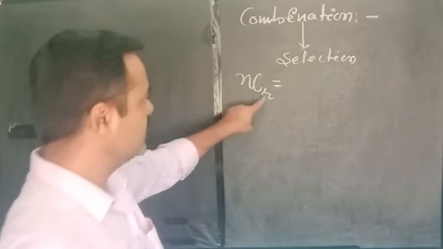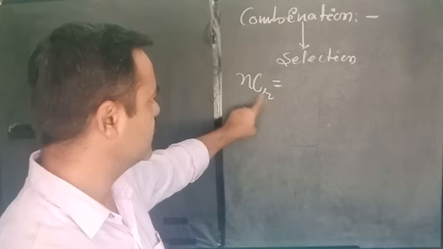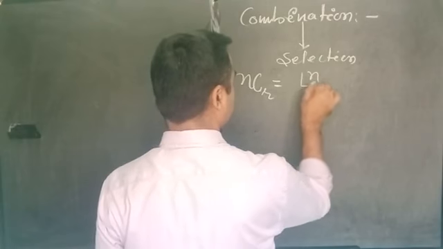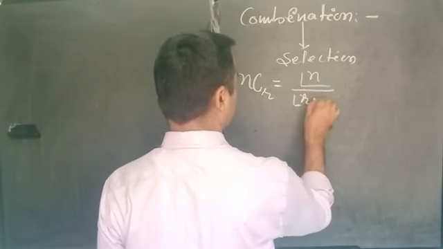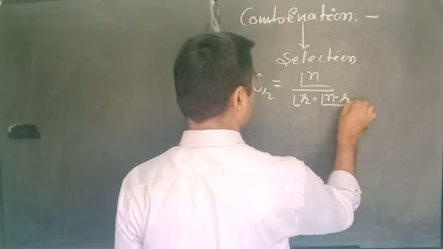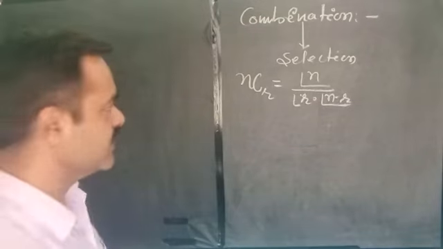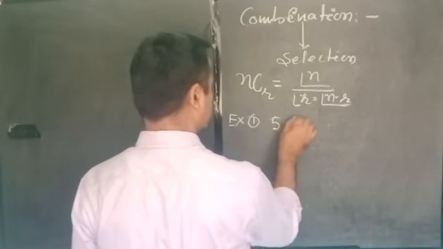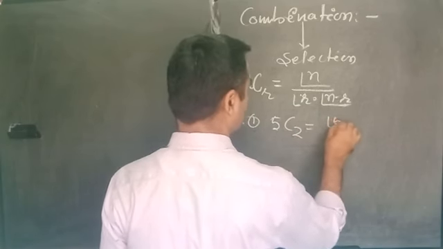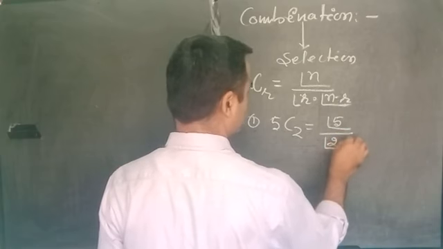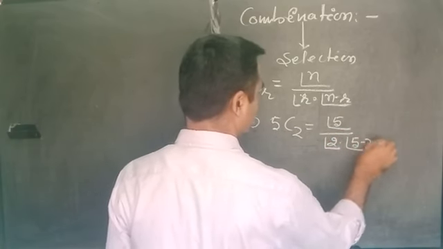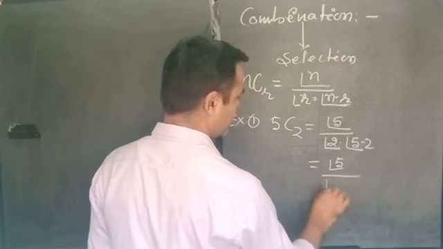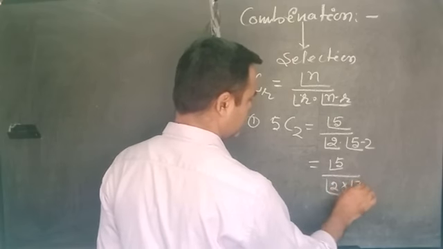This means a selection or collection of r objects out of n objects, and it is equal to factorial n divided by factorial r into factorial n minus r. Suppose we are going to find 5C2. Then the value of 5C2 equals factorial 5 divided by factorial 2 into factorial 5 minus 2, which equals factorial 5 divided by factorial 2 into factorial 3.